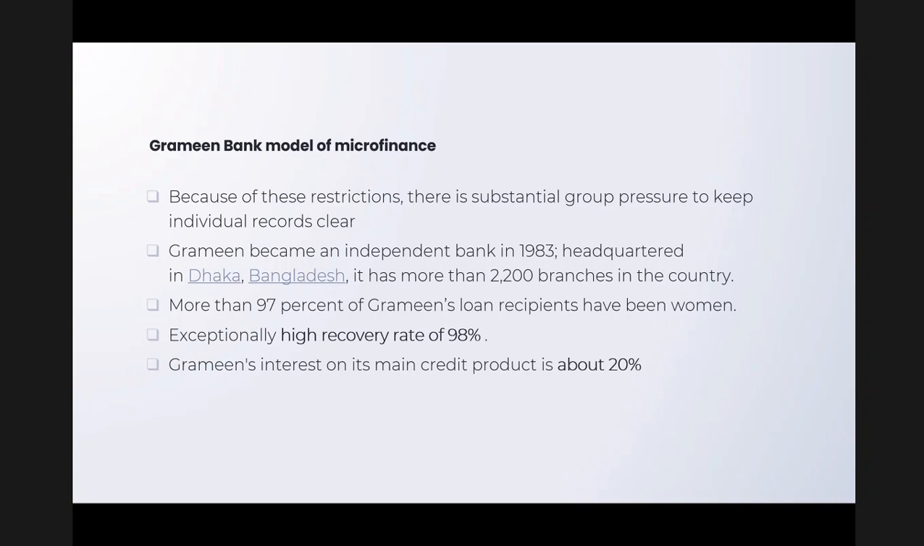And the recovery rate is also exceptionally high. This system is working only on trust. This system is working only on peer pressure. Even in that case, the recovery rate of Grameen Bank is around 98%. 98% recovery rate means only 2% default. Only 2% of borrowers default. The rest, 98%, make repayment on time.